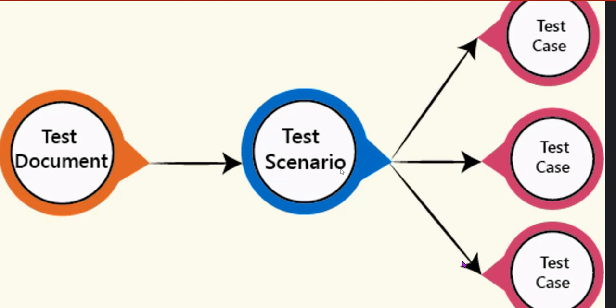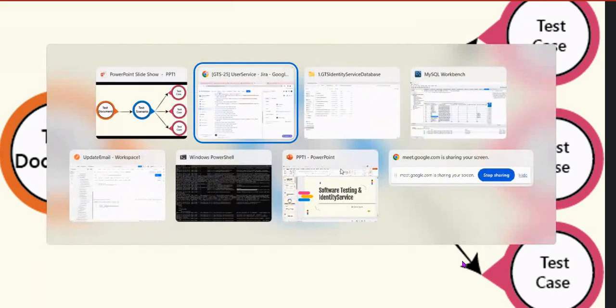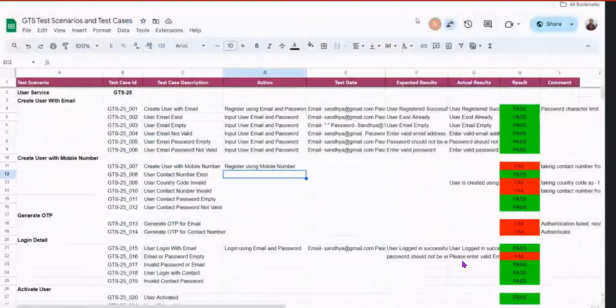So next is test scenario. It is an event of the software system which could be verified by one or more test cases. A test case is a group of input values, execution preconditions, expected execution, and post conditions and results. So here I'll show you how the test cases are written.